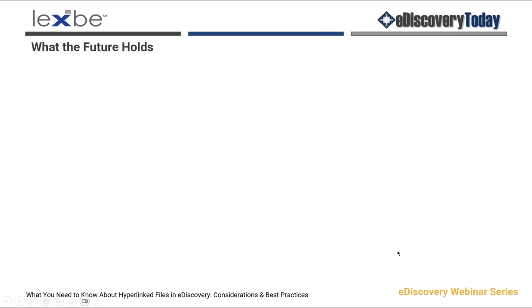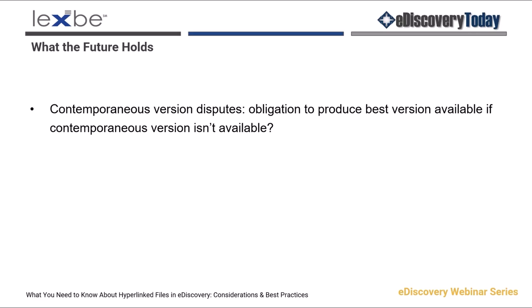Okay, so what does the future hold for the issue of hyperlinked files? So the first thing that I expect to happen is to see continued disputes over the contemporaneous version of the file and whether the producing party is obligated to produce the current version or best version available if the contemporaneous version isn't available. I expect requesting parties will push for whatever version they can get, while producing parties will try to make a case that any version other than the contemporaneous version doesn't accurately illustrate who knew what when. I would love to see a court ruling over this issue, and hopefully we'll see one soon.